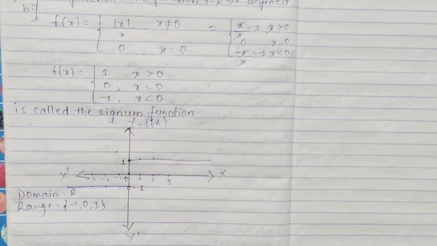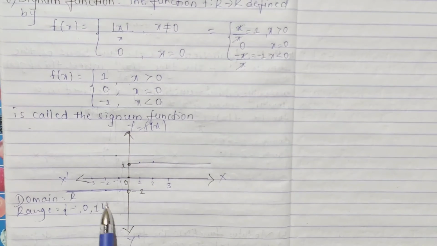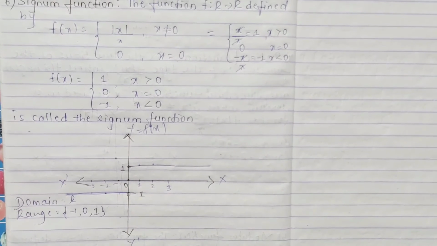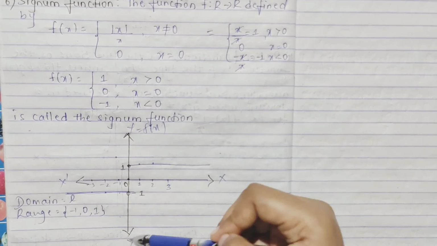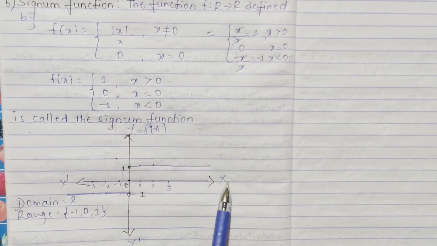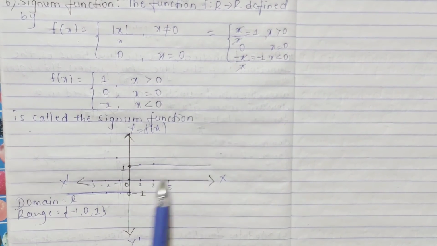If you see its domain, it gives real numbers only. The range will give only three numbers, only one set, that is minus 1, 0, 1. Yes, you see only minus 1, 0 and 1, this only is the range. The domain is our whole x-axis, and the range is on our y-axis, okay.